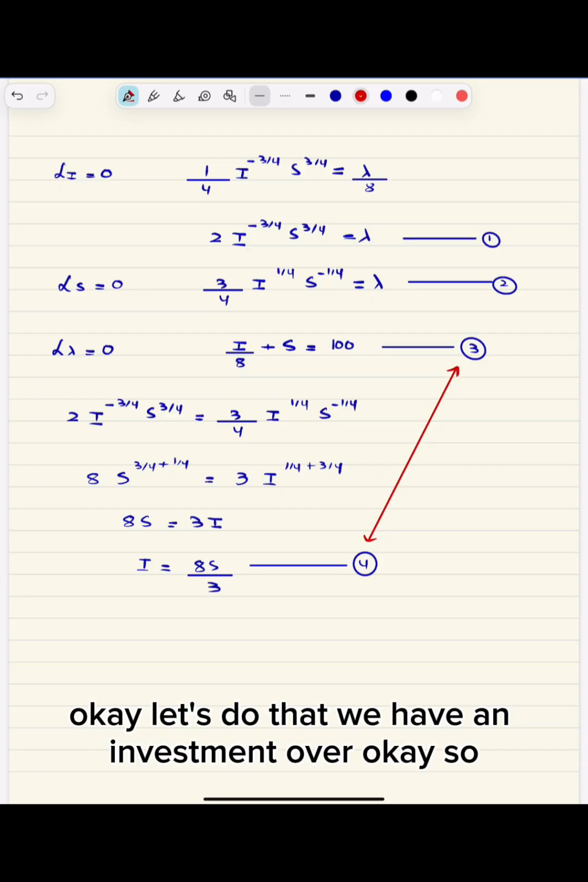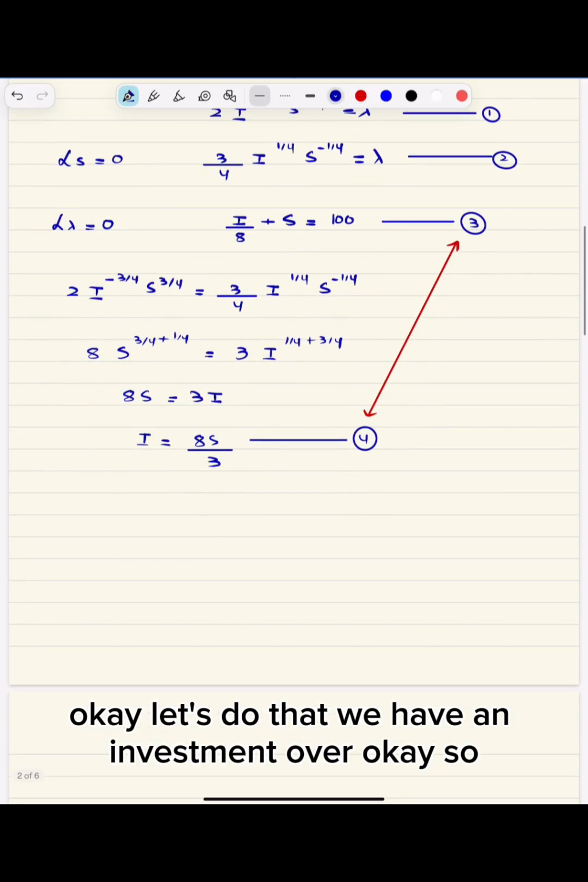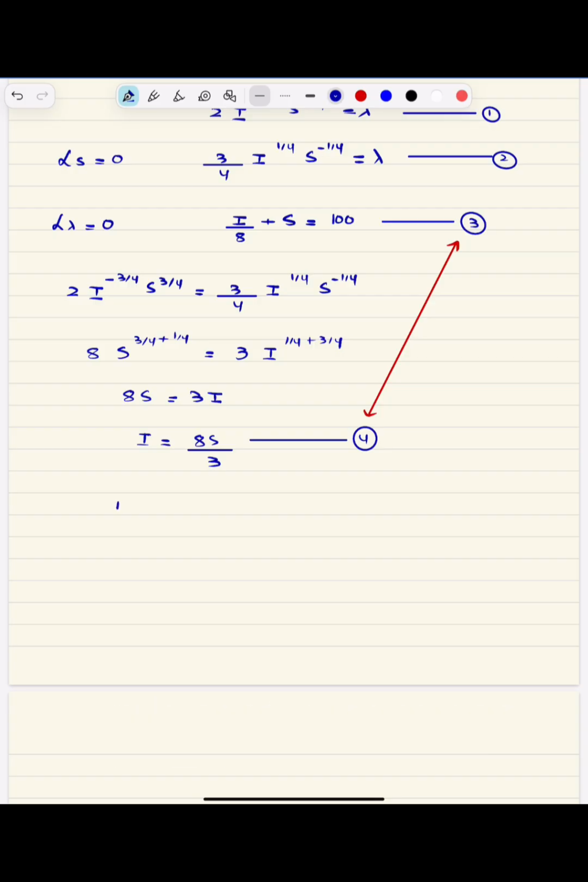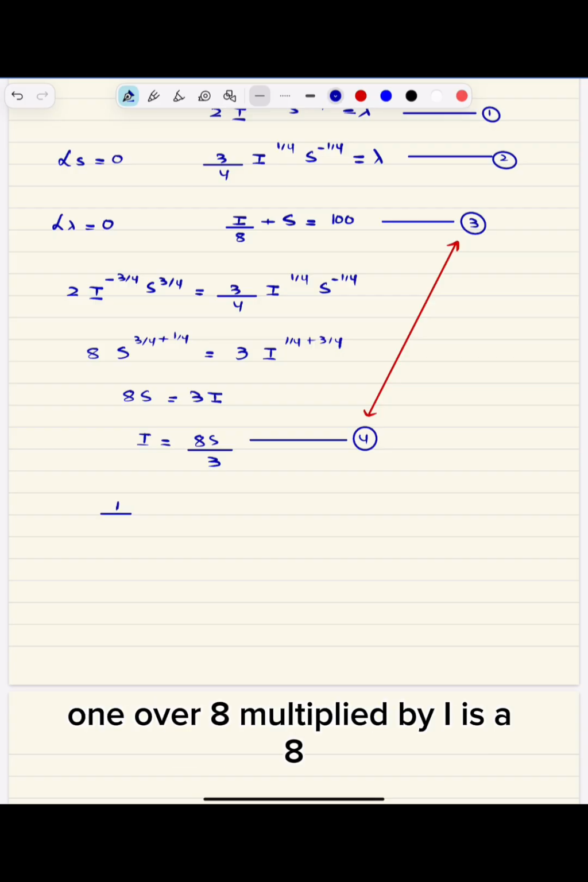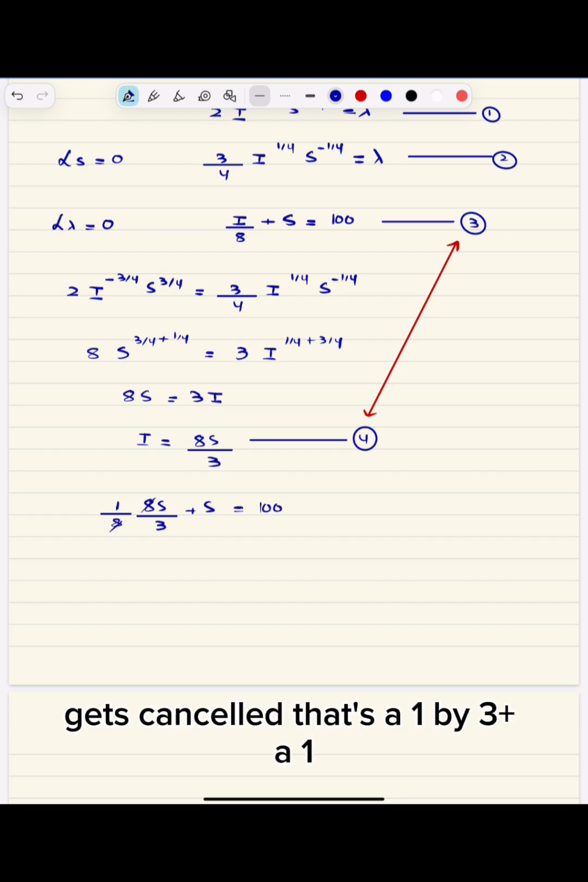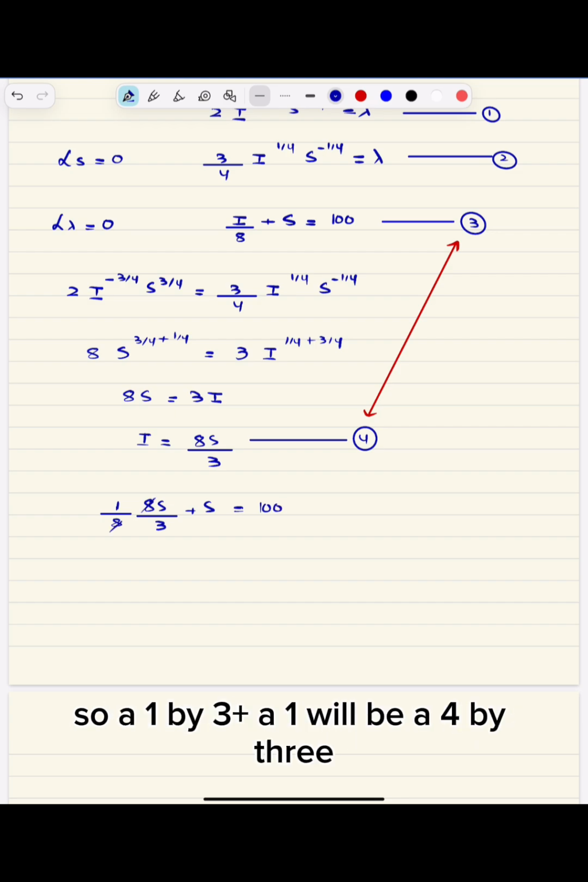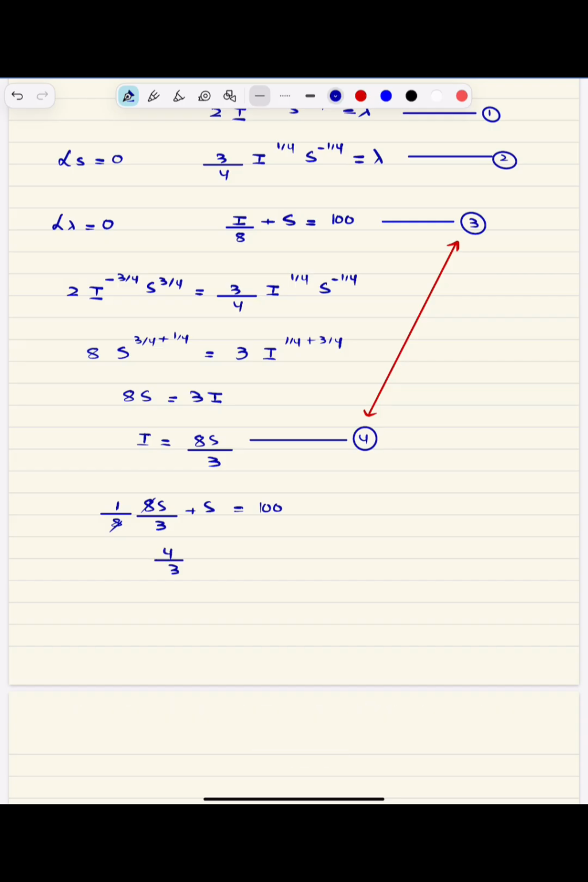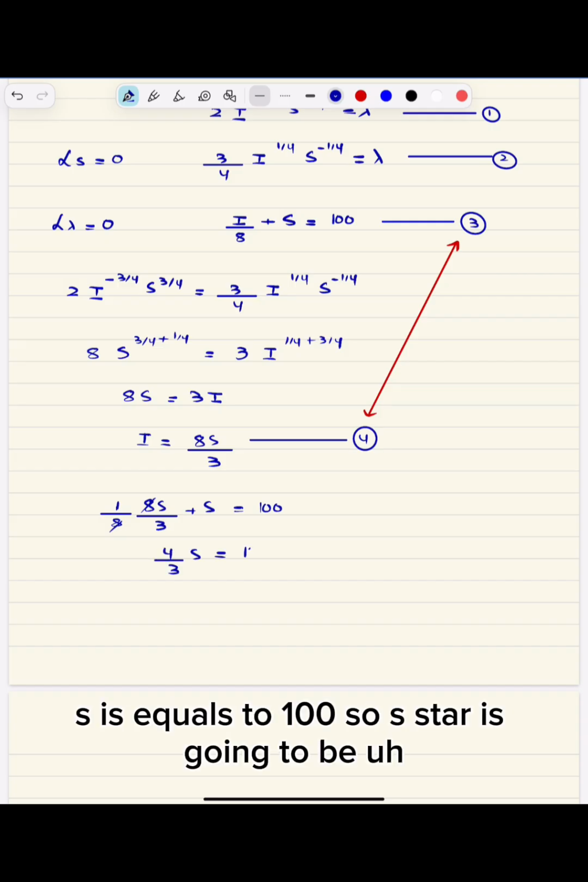And now we need to basically solve these together. Okay, now let's do that. We have the constraint, so 1 over 8 multiplied by I is 8S over 3, plus S is equal to 100. 8 gets cancelled. That's 1 by 3 plus 1. So 1 by 3 plus 1 will be 4 by 3. S is equal to 100.